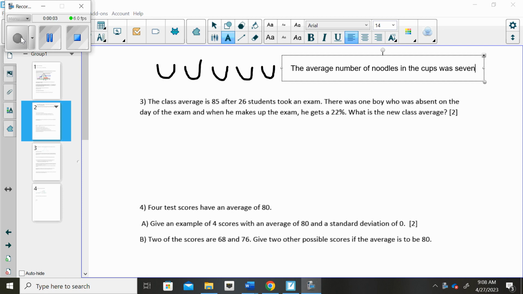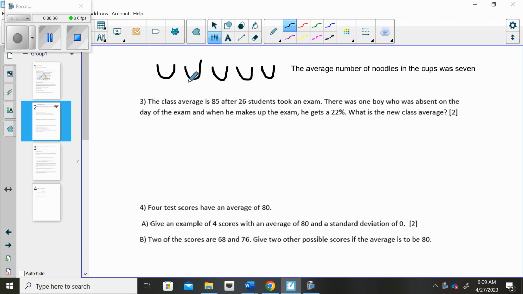So if you're having trouble with any of these problems related to average, I encourage you to go back to that very first packet we had with the cups and noodles, because that started very basic and then built up. So for example, if we had 5 cups and you knew the average number of noodles in the cups was 7, but you didn't know how many noodles were in each cup, okay? It's possible then that every single cup has 7, okay?